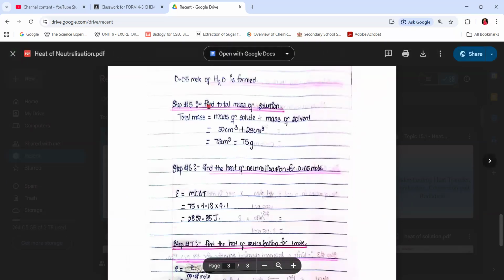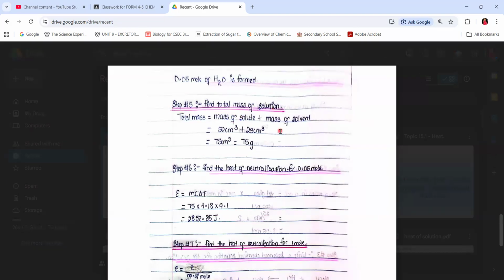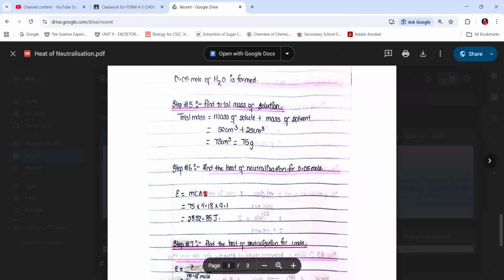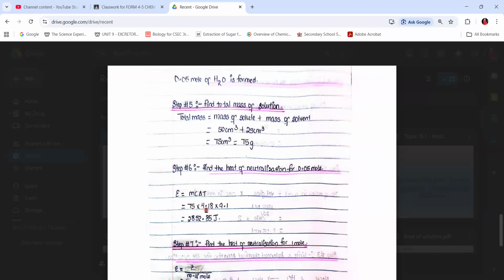Find the total mass of the solution. So you add in your solute and your solvent, which is 50 added on to 25, you get 75 cm cube. Find the heat of neutralization for 0.05 moles. So it'll be mc delta T, the mass is 75, your specific heat capacity of water is 4.18, and the temperature rose by 9.1, so it is 2,852.85 joules.